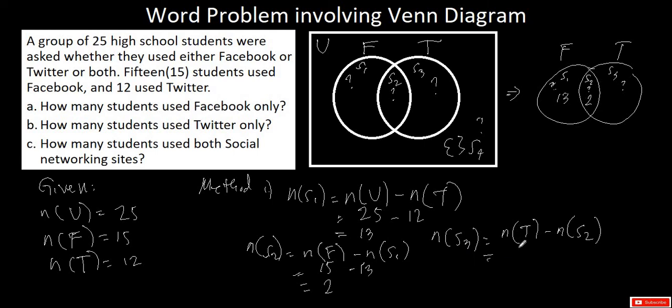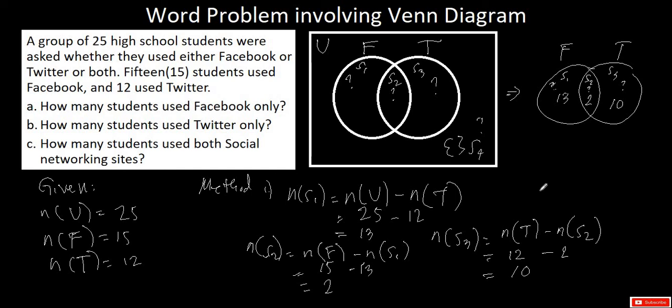So the cardinality of set T is what? It's 12. So what is 12 minus 2? So 12 minus 2 is equal to 10. So therefore, S sub 3 is equal to 10.